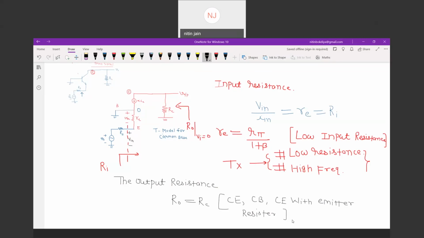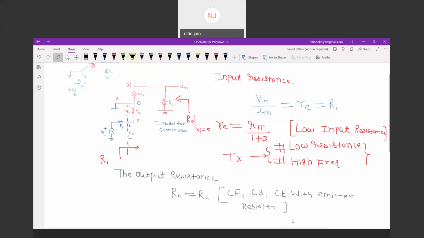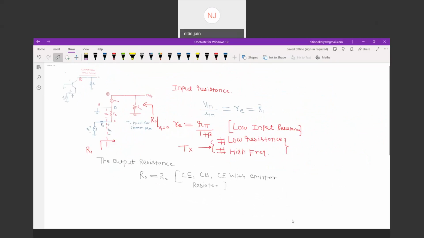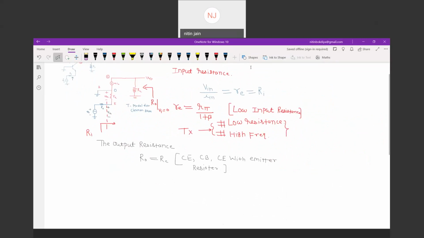Now we are interested in the voltage gain. What is the voltage gain of this circuit? How much will the voltage gain of this circuit be? Let's look at that too. What is the voltage gain of the circuit? So what I can say, the voltage gain of the circuit.